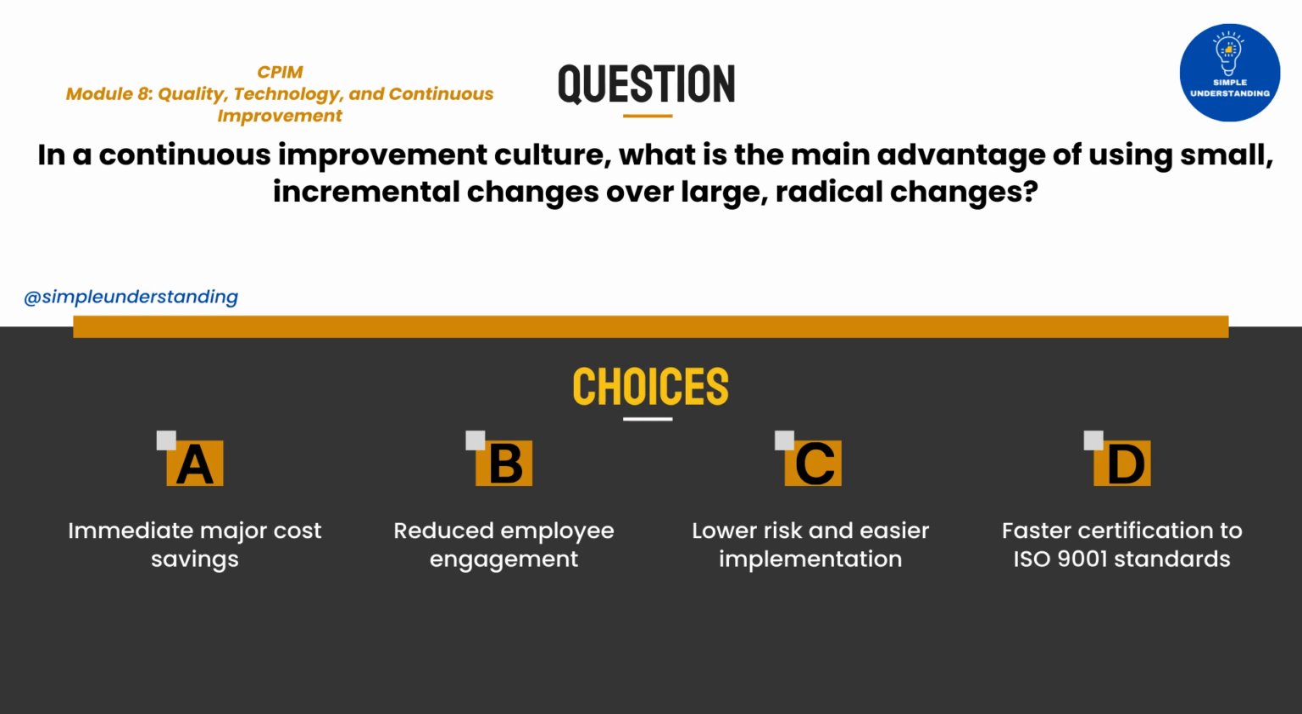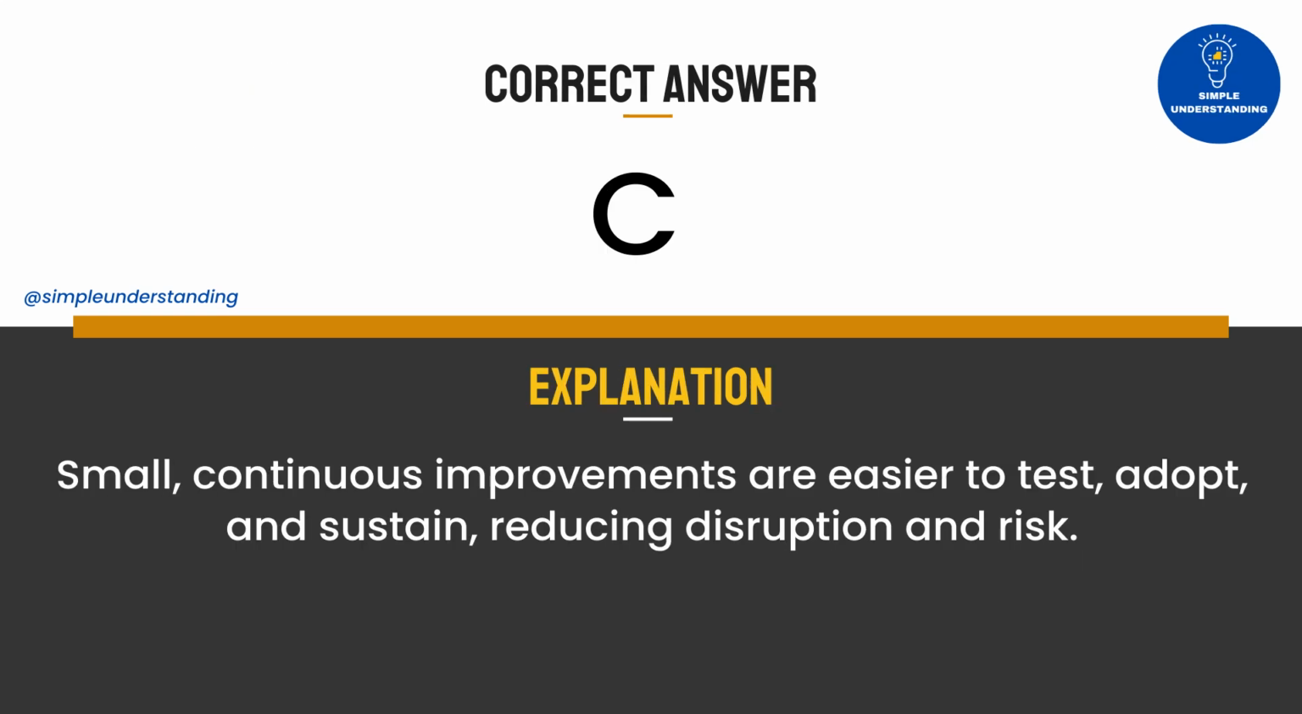Question 7. In a continuous improvement culture, what is the main advantage of using small, incremental changes over large, radical changes? A. Immediate major cost savings. B. Reduced employee engagement. C. Lower risk and easier implementation. D. Faster certification to ISO 9001 standards. Correct answer, C. Explanation. Small, continuous improvements are easier to test, adopt, and sustain, reducing disruption and risk.